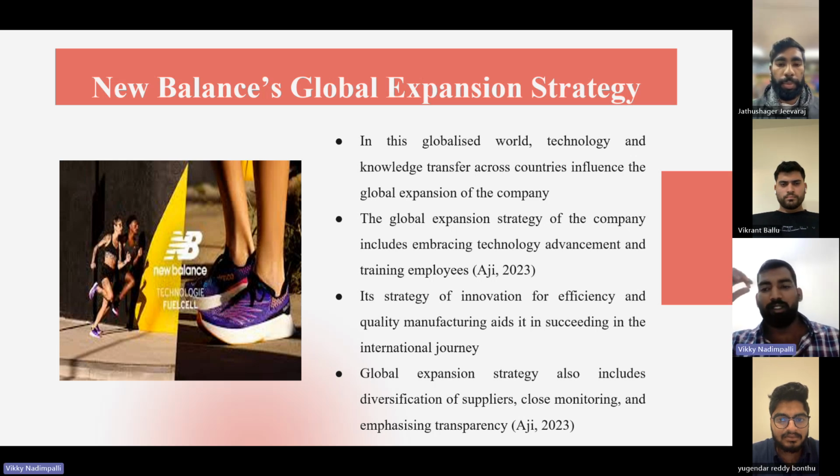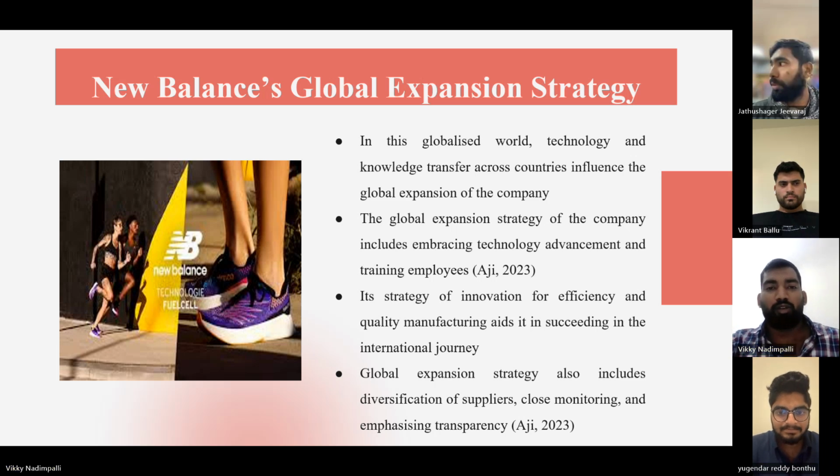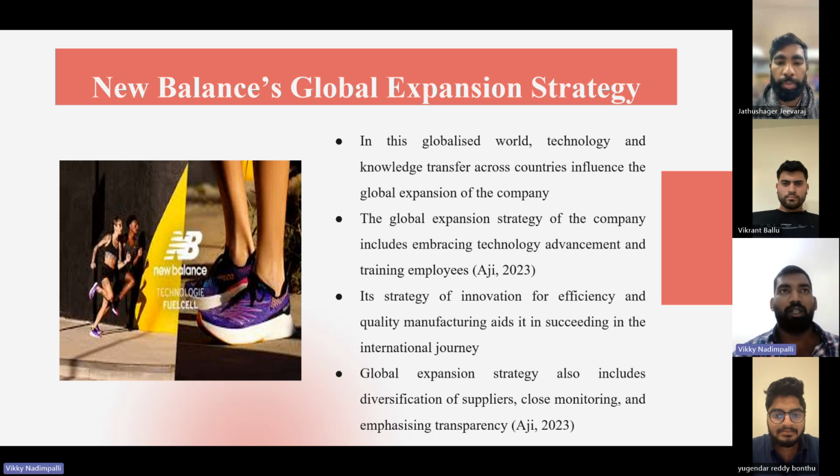Coming to this slide, it points out that technology and knowledge transfers across countries influence the global expansion of the company. It is globally expanded very well when we compare it to the best brands like Nike and Adidas. New Balance also has global exposure and international strategies to get the best profits for the company.